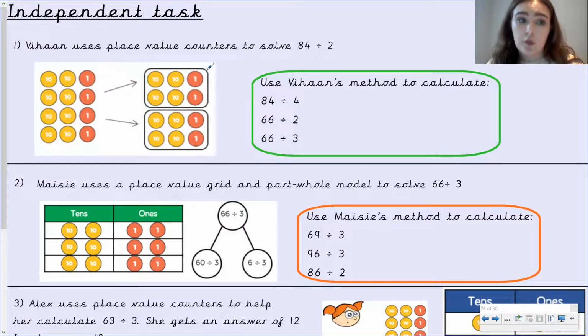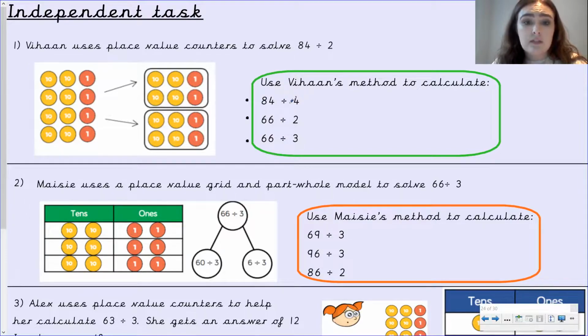So question number 1, Vihan uses place value counters to solve 84 divided by 2. And here you can see how Vihan has solved this. Now you need to use Vihan's method to calculate 84 divided by 4, 66 divided by 2, and 66 divided by 3. So you can see he has shared his counters equally between the 2 groups.